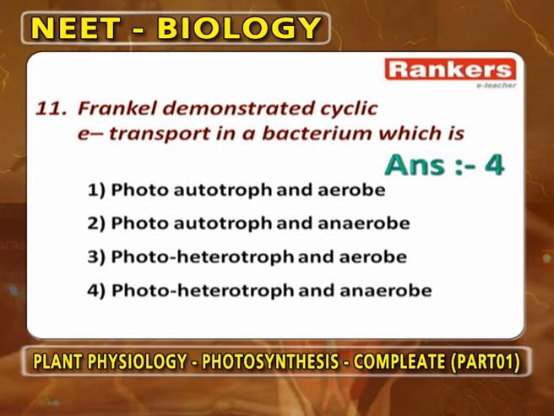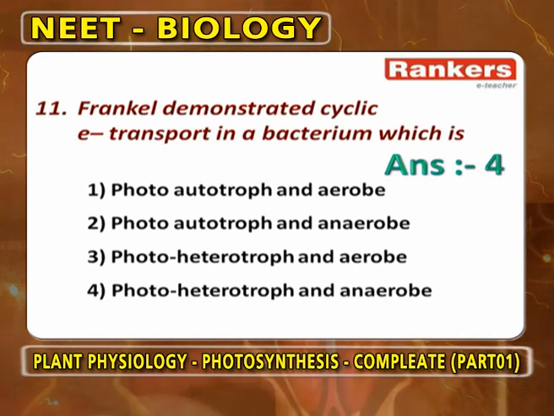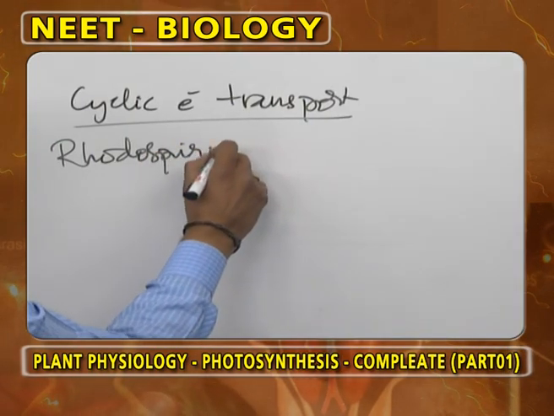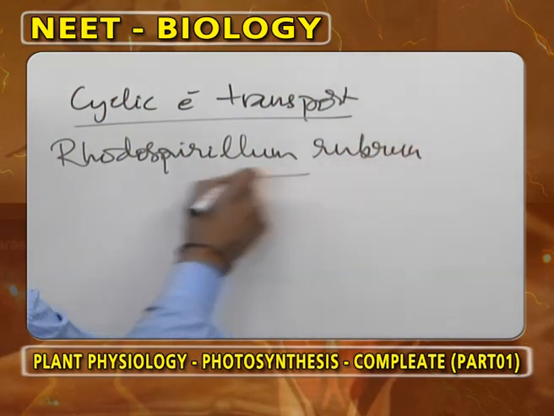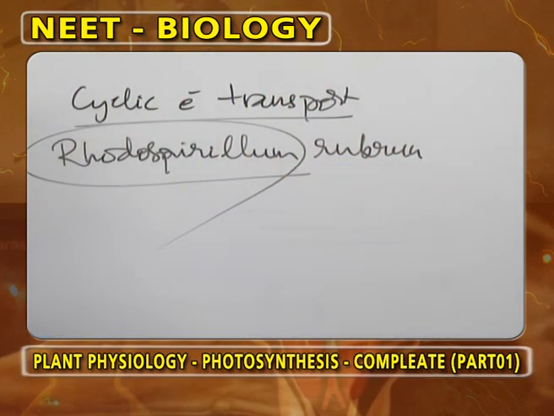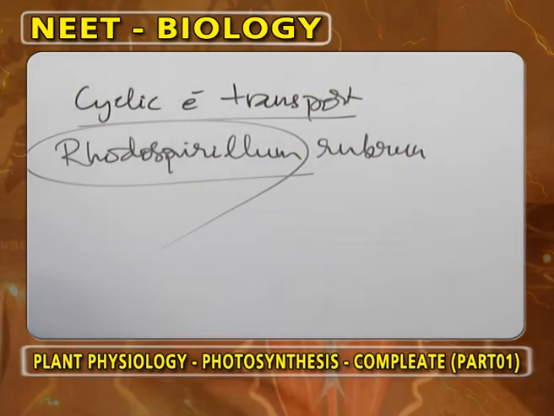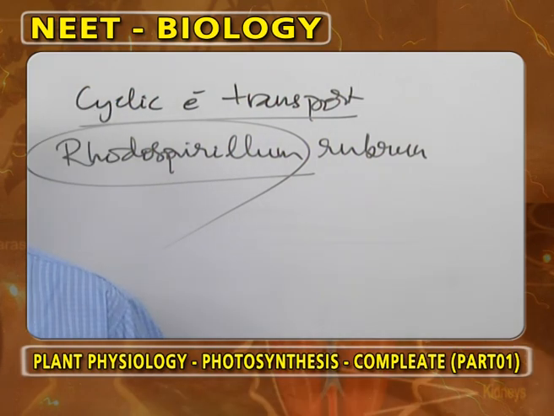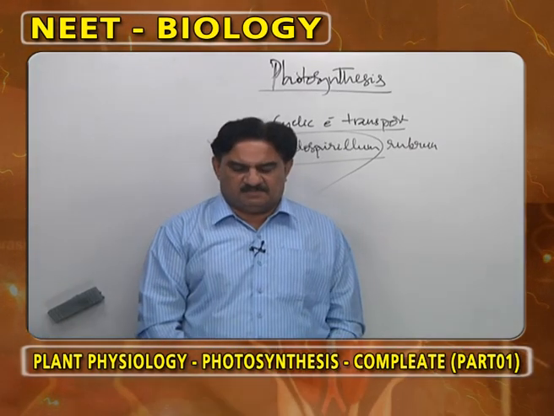Frenkel demonstrated cyclic electron transport in a bacterium, Rhodospirillum rubrum. So he explained this process in Rhodospirillum. Rhodospirillum is not a photoautotroph, it is a photoheterotroph, and it is not an aerobe, it is an anaerobe. So the first option is wrong.